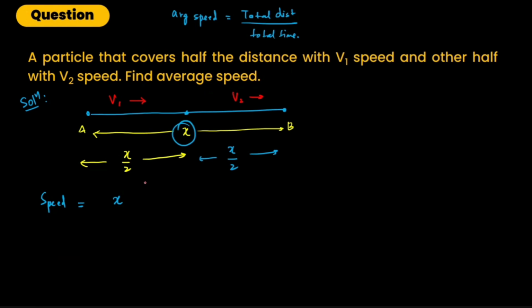Now we have to assume how much time it would have covered. So again, same. We'll consider it took t1 time, and it took t2 time in the other half. So here we can simply write it is going to be x by t1 plus t2.